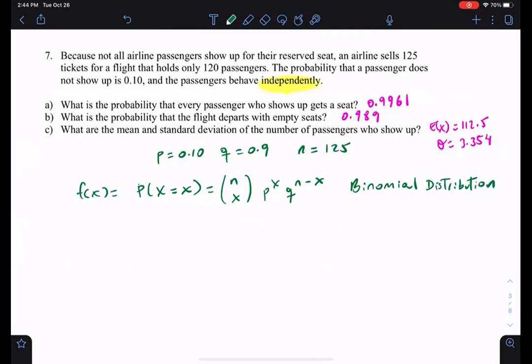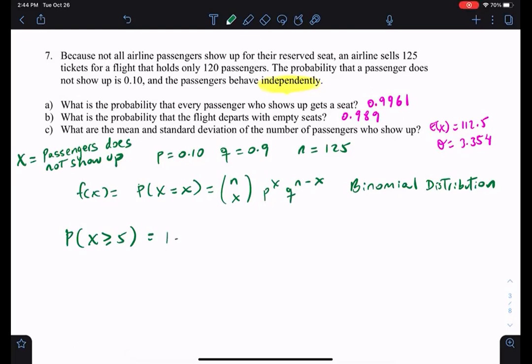Okay, and I just need to compute this, right? The probability that at least 5 need to not show up. Let me define my random variable x equals the number of passengers who do not show up. So the probability of x greater than or equal to 5, because at least 5 need to not show up for everyone to get a seat.